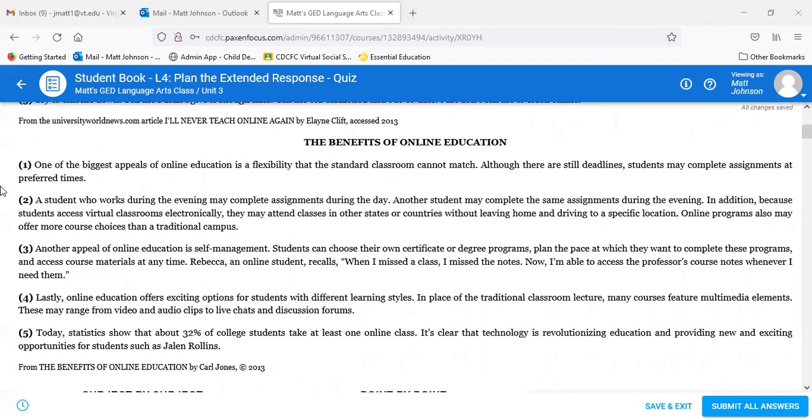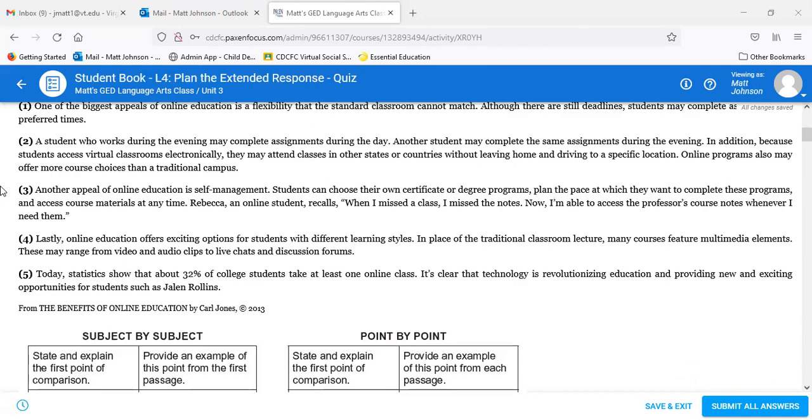And then our second one. One of the biggest appeals of online education is the flexibility that the standard classroom cannot match. Although there are still deadlines, students may complete assignments at preferred times. A student who works during the evening may complete assignments during the day. Another student may complete the same assignments during the evening. In addition, because students access virtual classrooms electronically, they may attend classes in other states or countries without leaving home and driving to a specific location. Online programs also may offer more course choices than a traditional campus.